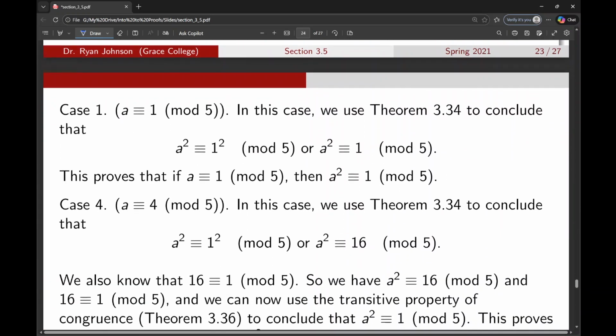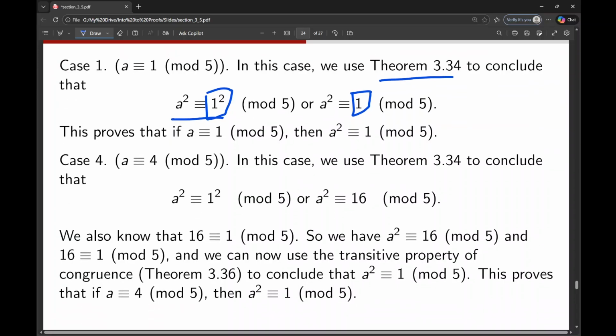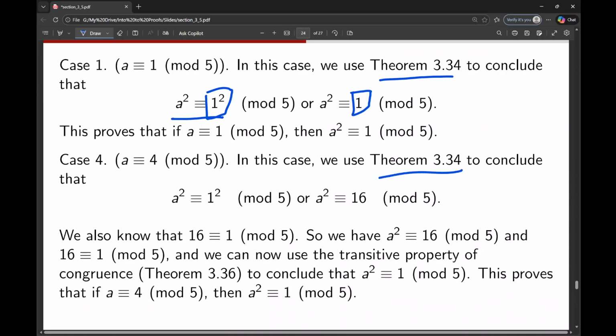So case 1 is when a is equivalent to 1 mod 5. In this case, we can use theorem 3.4 to square both sides, but I know what 1 squared is. 1 squared is 1, so I'm done. Then when a is equivalent to 4 mod 5, use theorem 3.34 again, so remember to cite this in your homework.